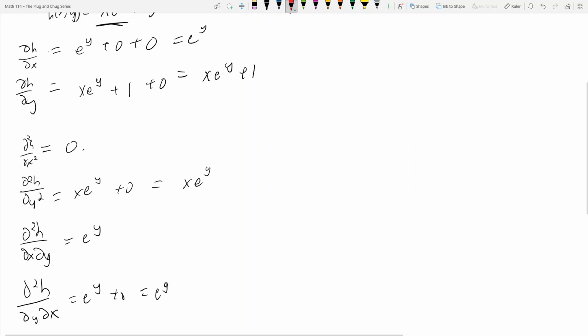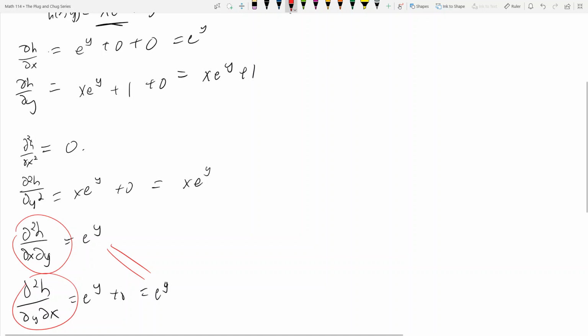I want you to notice that these two mixed partials, no matter which order we went, are equal to each other. e to the y is equal to e to the y. And that's not a coincidence. That's going to happen every single time. So when you have to find mixed partials, you only need to go one way. It doesn't matter if you do dx dy or dy dx. You'll get the exact same thing. So that is good to know.